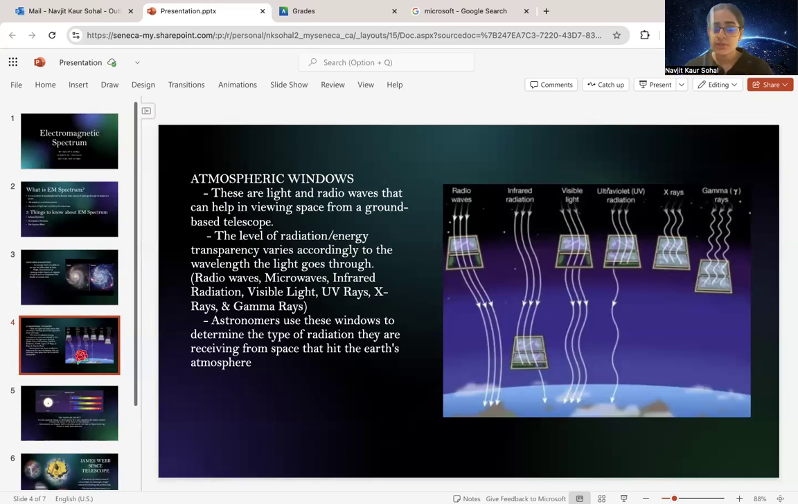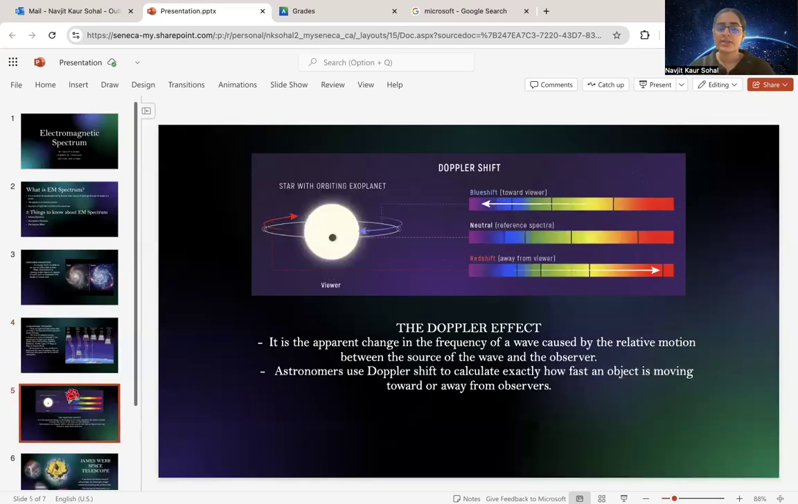And astronomers use these windows to determine the type of radiation they're receiving from space that hits the Earth's atmosphere. So, like I've explained a while ago, it helps us determine how strong or how weak the certain radiation is, how we're able to cope with it, or how it actually affects the Earth's atmosphere at the end of the day.